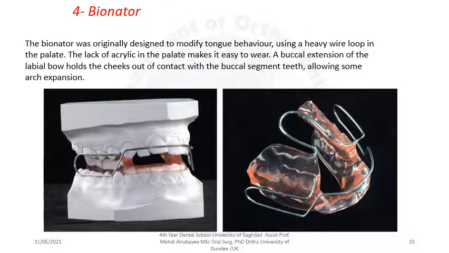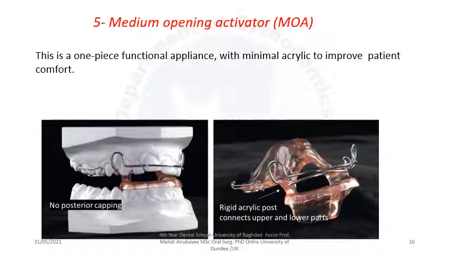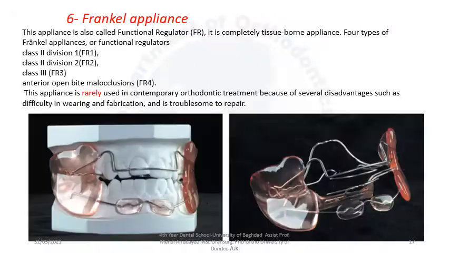Bionator. The bionator was originally designed to modify tongue behavior using a heavy wire loop in the palate. The lack of acrylic in the palate makes it easy to wear. A buccal extension of the labial bow holds the cheeks out of contact with the buccal segment of the teeth, allowing some arch expansion. Medium opening activator. This is a one-piece functional appliance with minimum acrylic to improve patient comfort.